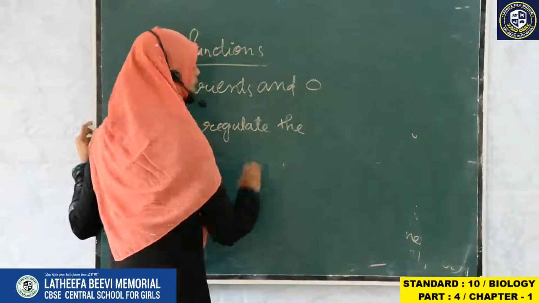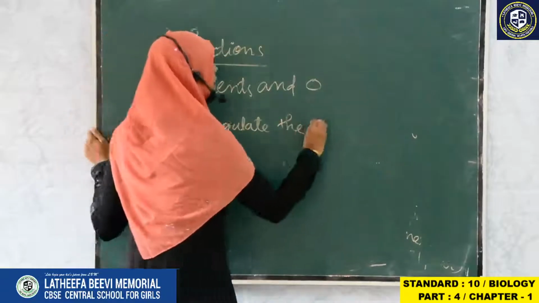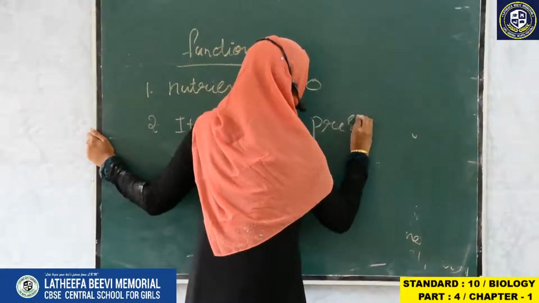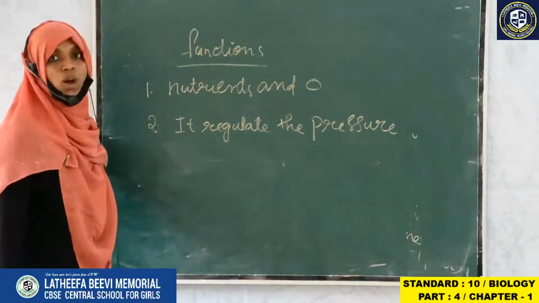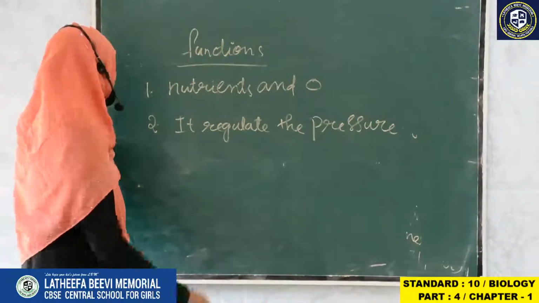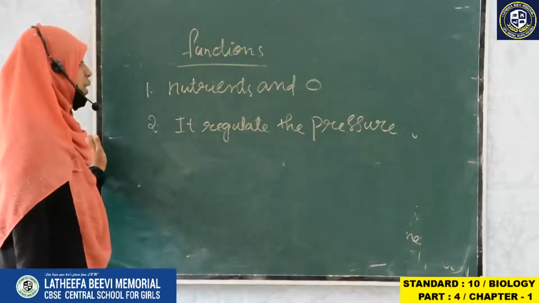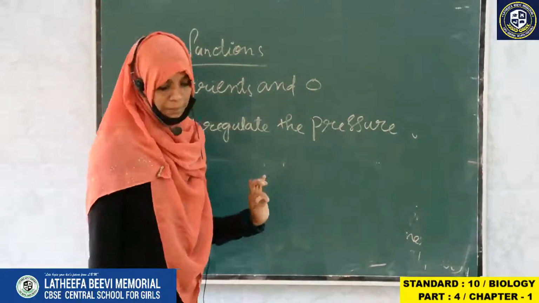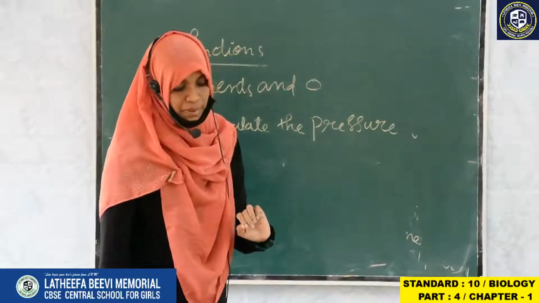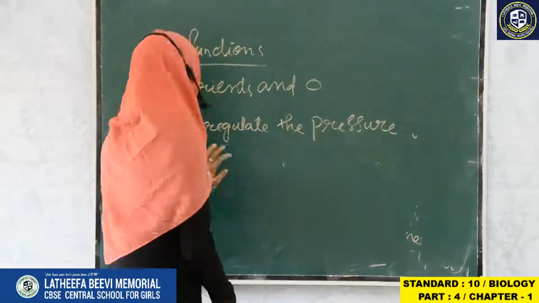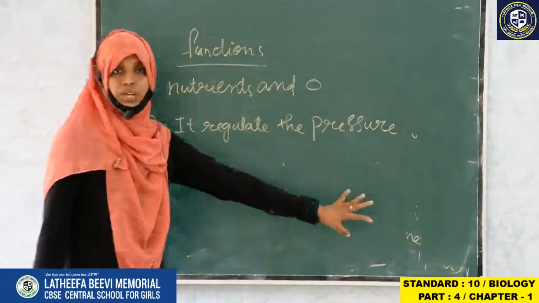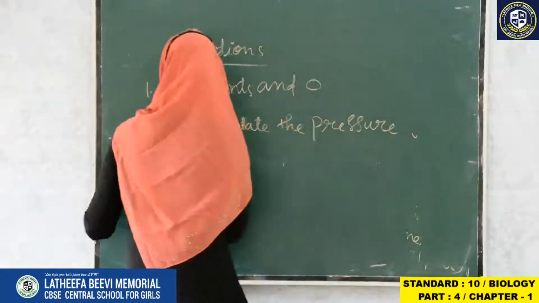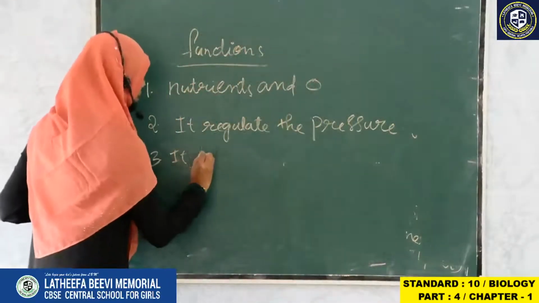It regulates the pressure inside the brain. So the first function is that it provides nutrients and oxygen to the tissues of the brain, the second is that it regulates the pressure inside the brain, and it also protects the brain from injuries.